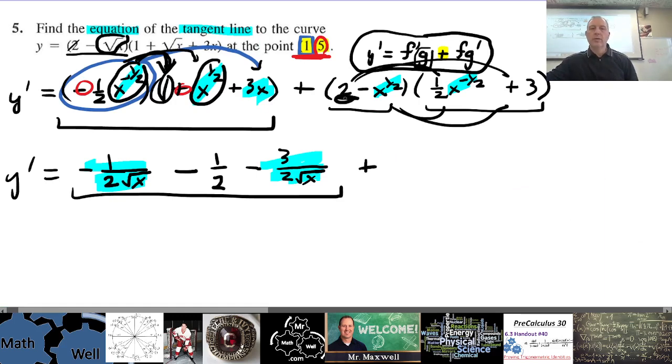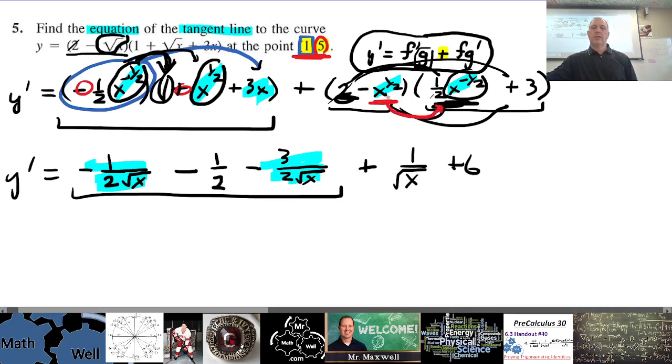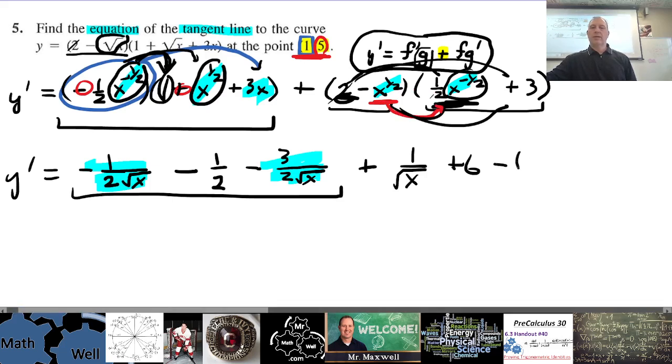So 2 times 1/2 x to the negative 1/2. Well, 2 times 1/2, that's just a 1. So that's 1 over x root x, which is just x to the negative 1/2. 2 times 3 is plus 6. And now I move to the second piece here. So I have negative times a 1/2, so that's going to be minus 1/2. And I have x to the positive 1/2 times x to the negative 1/2. Again, we said that's just 1, right? So I'm done there.